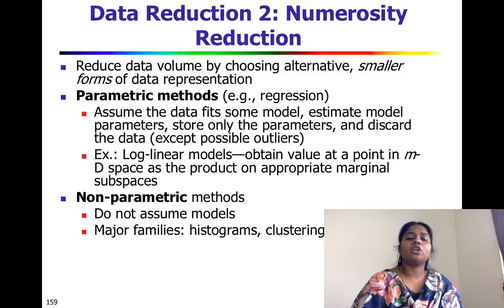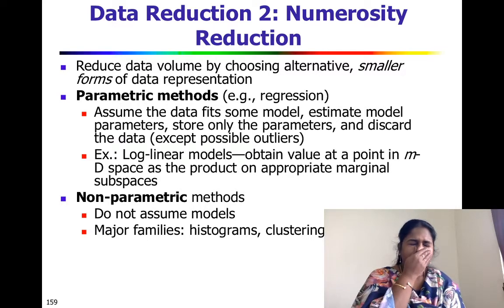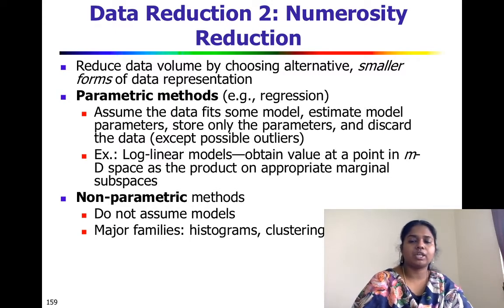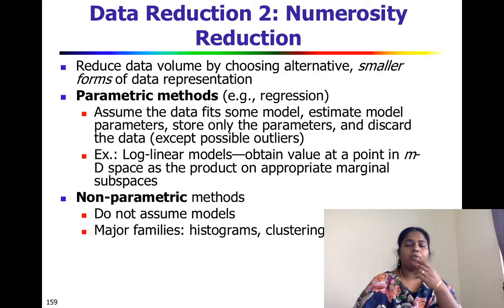And there are non-parametric methods also, which cannot be represented using the form of a model, but still have the capacity to represent the data in some reduced form. Methods such as histograms, clustering, and sampling all fall under the non-parametric methods.